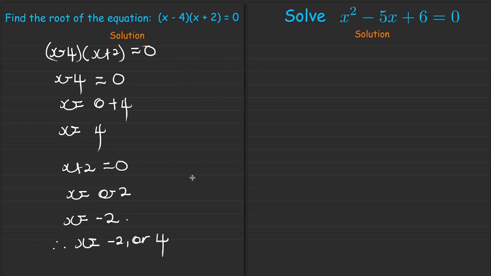So in this second example, it says we have to solve for x squared minus 5x plus 6 equals 0. X squared minus 5x plus 6 giving us 0. So the first step is to factorize your expression.